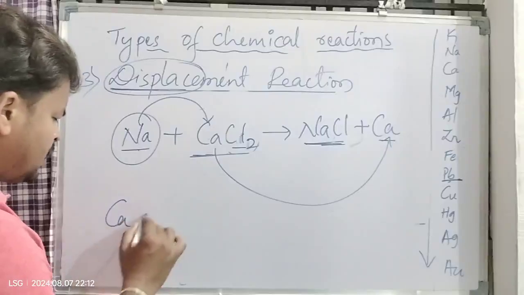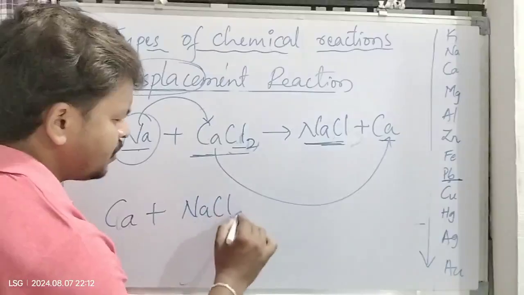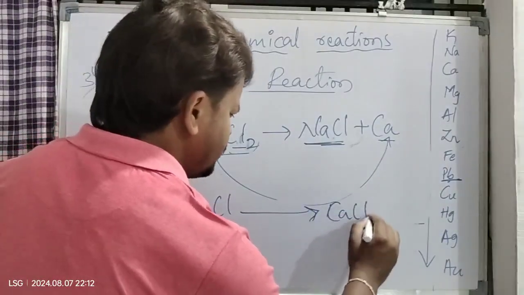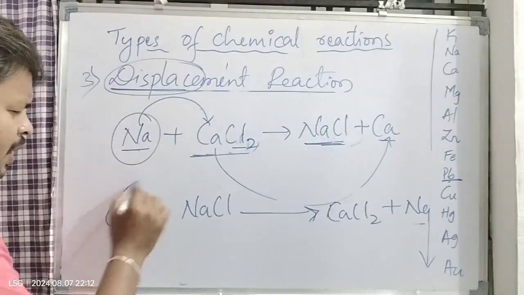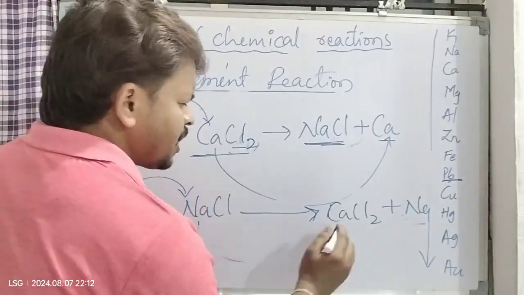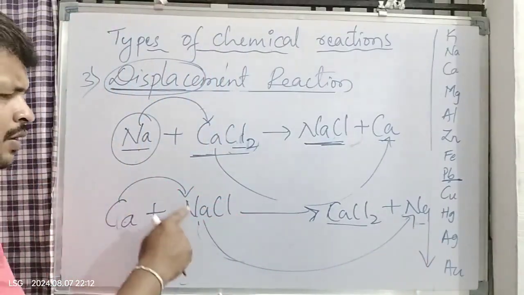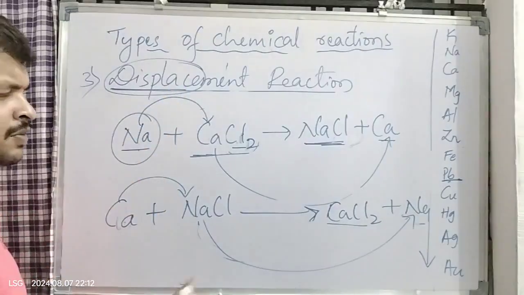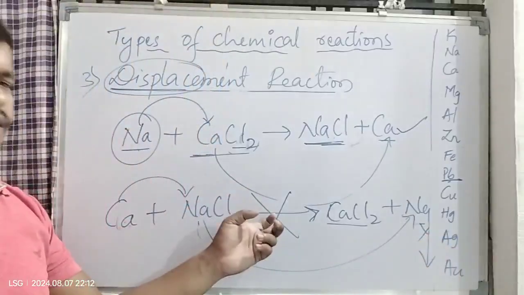Then can we write this? Calcium reacts with sodium chloride. Can we write calcium chloride and sodium? Here calcium displaces the sodium to form calcium chloride with the displacement of sodium. Is it the right example for displacement? No, it is wrong. This is correct, and this is wrong. Why is it wrong?